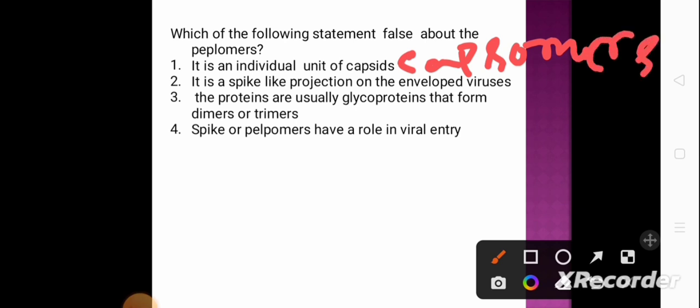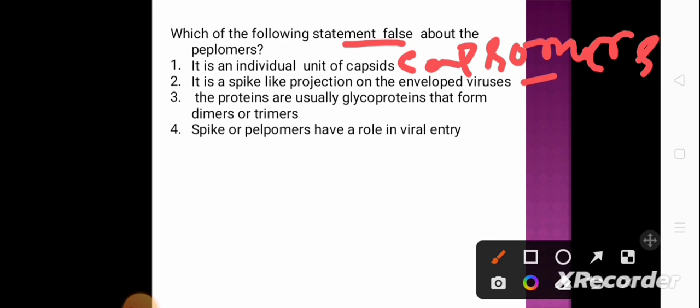Capsomers. So, the next option is a spike-like projection on the enveloped viruses. It is the Peplomer. So, Peplomer is the spike-like projection on the enveloped virus. So, about Peplomer, this is correct.